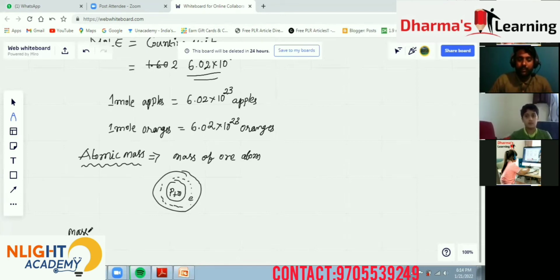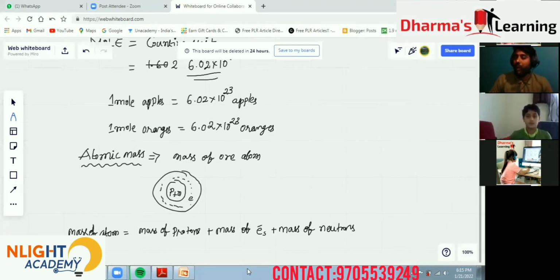Mass of atom can be expressed as the sum of mass of protons plus mass of electrons plus mass of neutrons. Got it? So this gives you the mass of one atom.